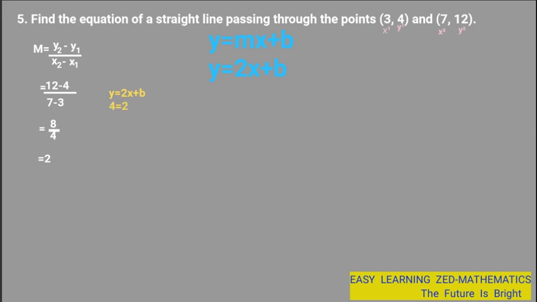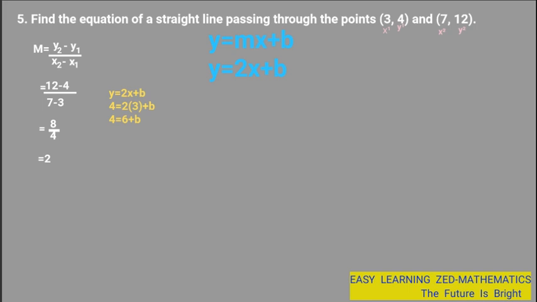Then where there is x, I'm going to put 3. I'm getting x1, so I'm going to put 3 there, which is 2 multiplied by 3 plus b. Okay, then I'm going to write 4. Then I'm going to multiply 2 by 3, which will give me 6 plus b.